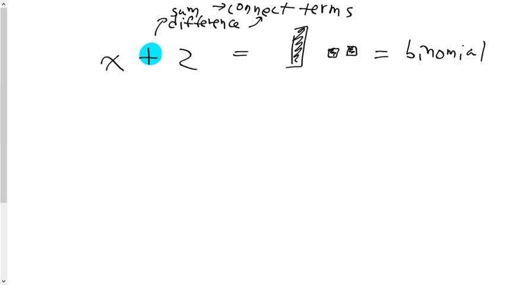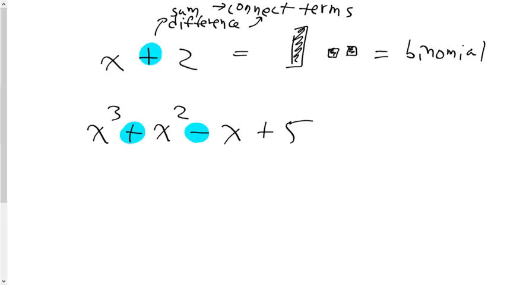So with that said, if I put x cubed plus x squared minus x plus 5, if sums and differences connect terms together, there's a sum, there's a difference, there's a sum, then these are going to be our terms. How many terms do I have? I have 4. How would I define that using my vocabulary? It would be just called a polynomial. Okay.